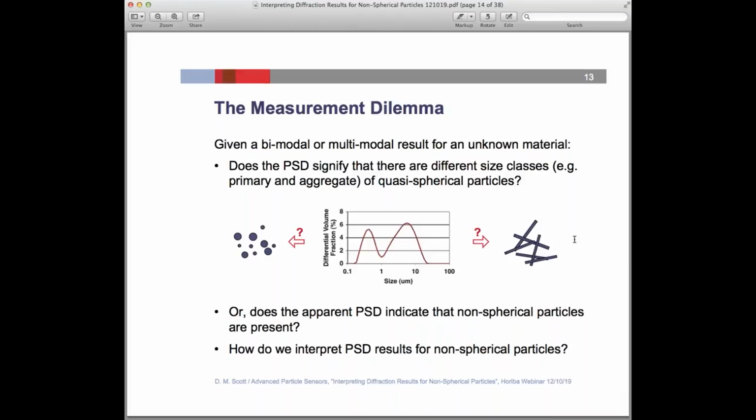So the question is, how do we interpret PSD results for non-spherical particles? If you tell me it's spherical, then I know that I'm going with this idea over here where I have a bimodal distribution and everyone's happy. But if you tell me, no, in fact, they're rods, then I'm not quite sure how to address this kind of information. So that's really the basis of the talk. How do we interpret those results?